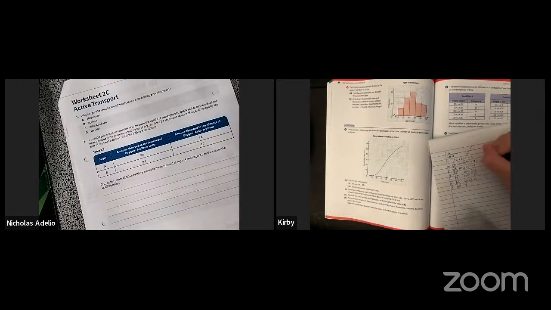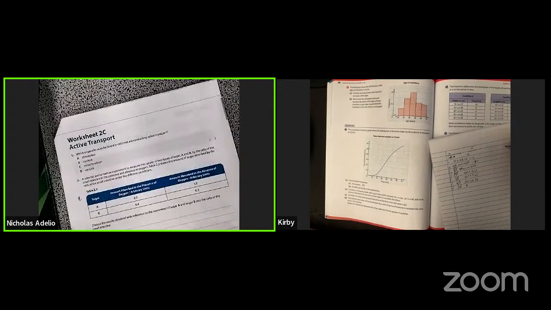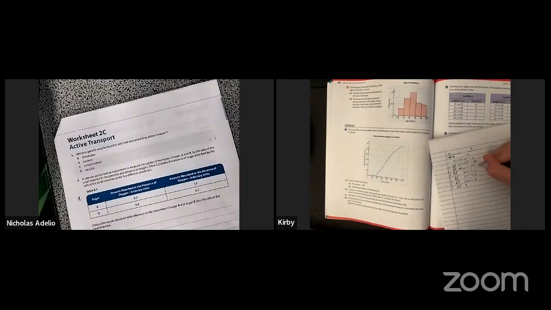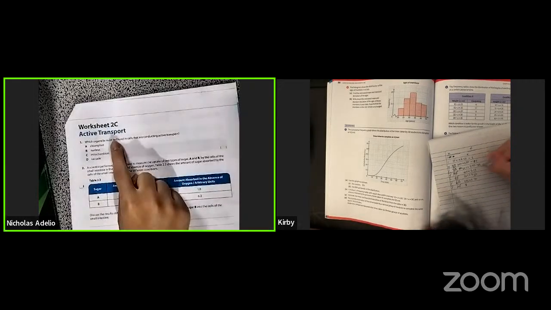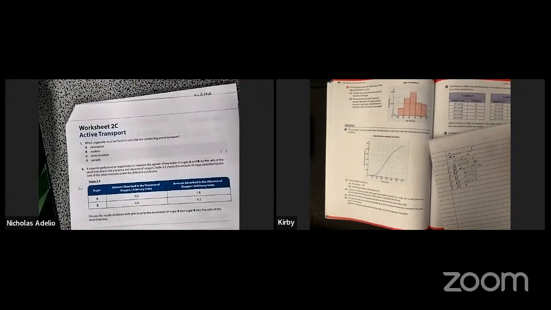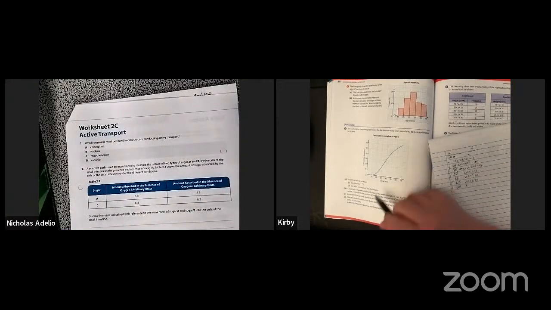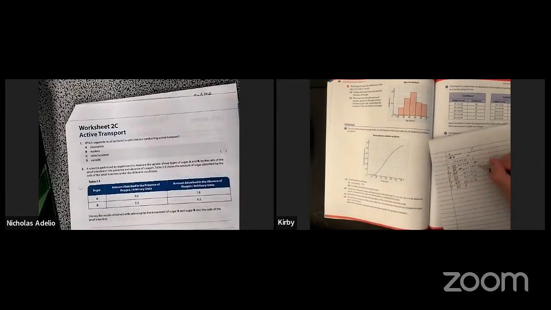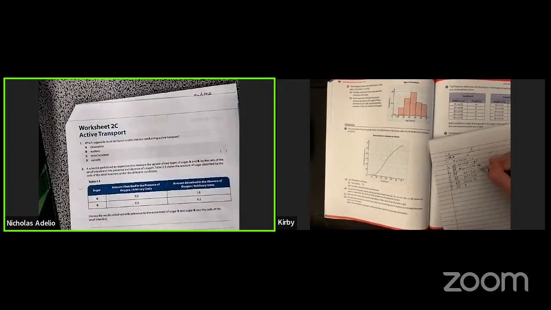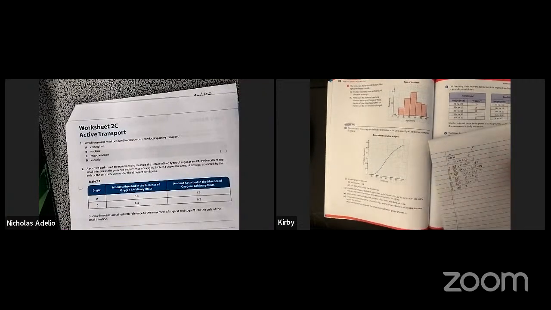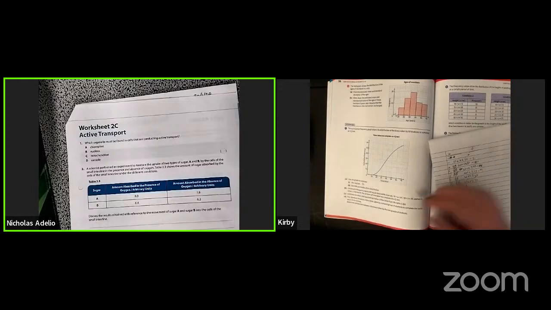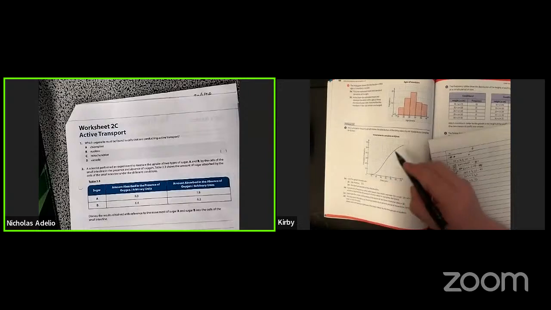Nicholas, are you okay? Sorry. May I just ask the first question? Sure, no problem. You see this one: which organelle must be found in cells that are conducting active transport? Is it chloroplast? Let's just do elimination. Can't be, because it's more for photosynthesis. It can't be nucleus either.